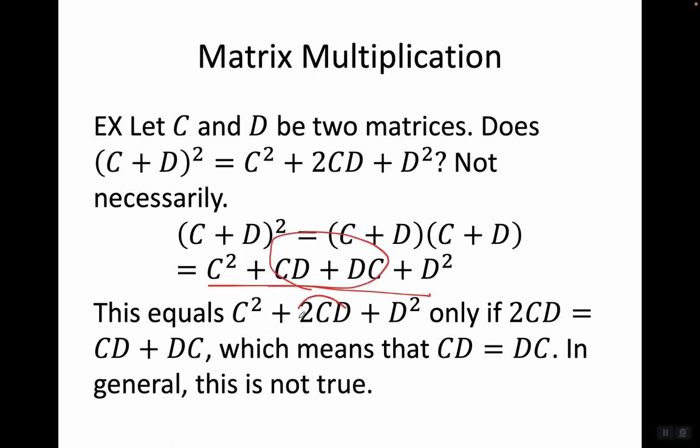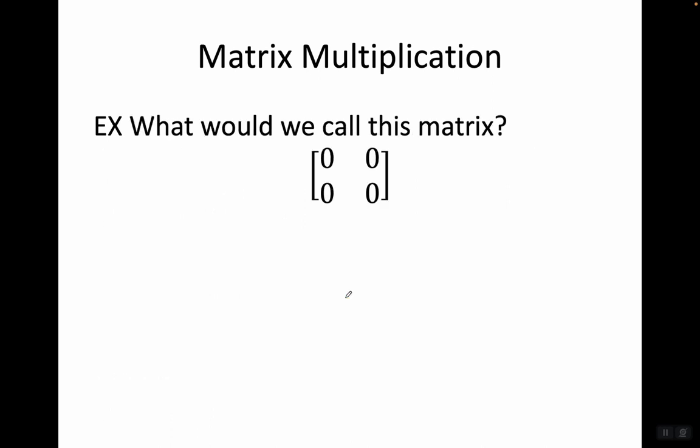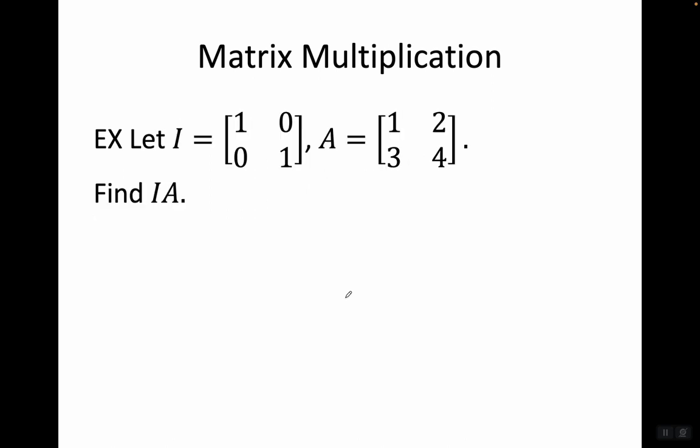Now, this is going to equal C squared plus 2CD plus D squared only if CD plus DC equals 2CD. In other words, which means that CD equals DC. In general, it's not true, because matrix multiplication is not commutative. What would we call this matrix? Well, that's the zero matrix. We represent it with that symbol.